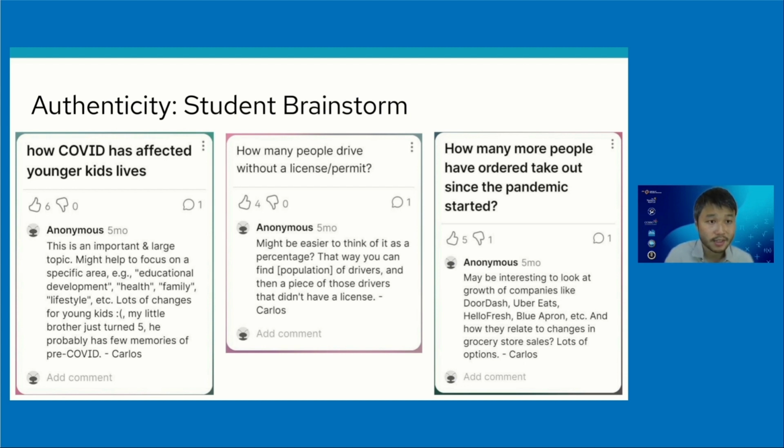How has COVID affected younger kids' lives? How many people drive without a license or a permit? How many more people have ordered takeout since the pandemic started? And it brings students in, inviting each other to comment on their ideas, perhaps even bringing in mentors or other folks in your support network, can reduce the load that you have as a teacher when sifting through these ideas.